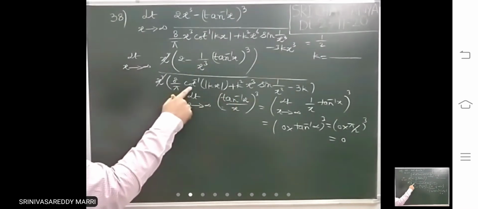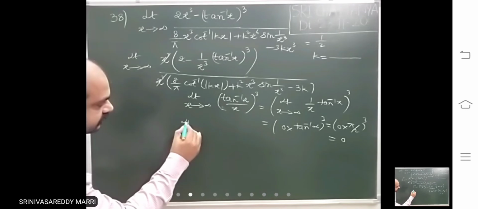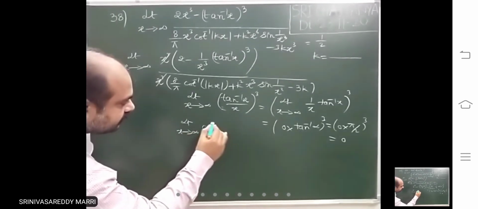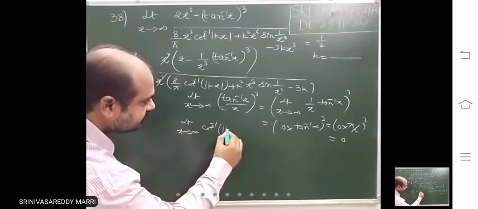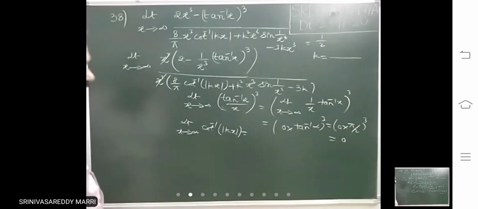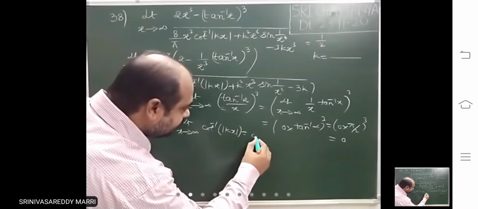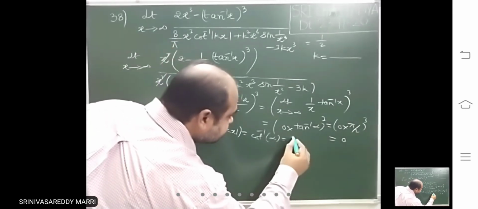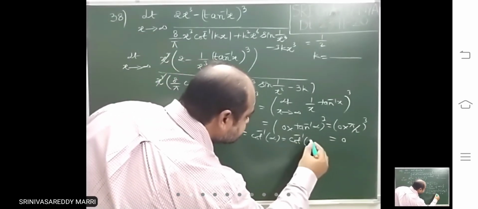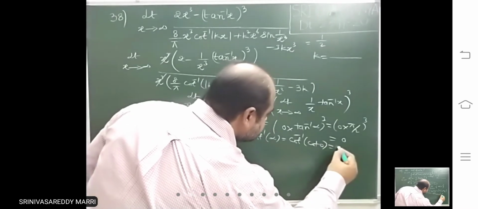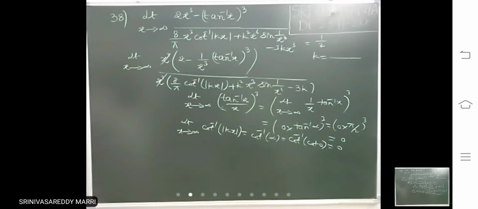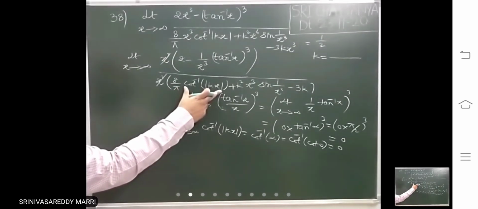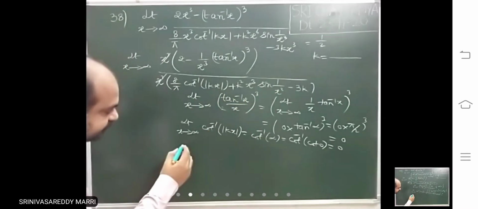Now this, look at cot inverse modulus kx as x tends to infinity. If you substitute infinity, you will get cot inverse infinity. Cot inverse infinity means cot 0, so this is also 0. So this value will be 0 as x tends to infinity. Take this one.